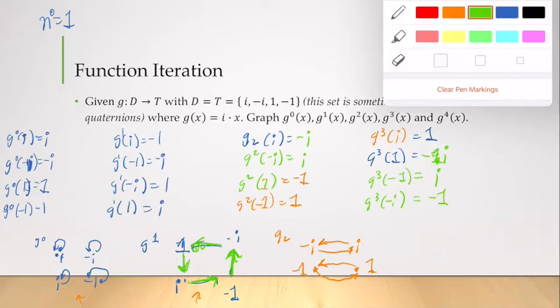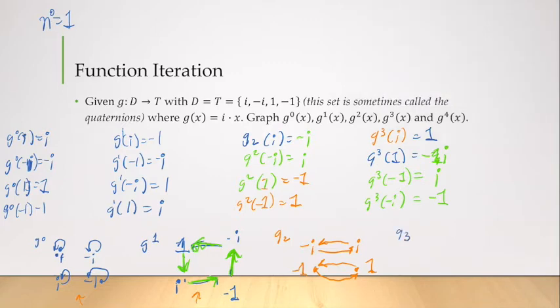So let's go ahead and make this graph. This is G3. I have 1. I goes to 1. 1 goes to -i. And -i goes to -1. And -1 goes back to i. So this is a reverse, right? We've reversed the direction. So G3 is the reverse direction of G1.